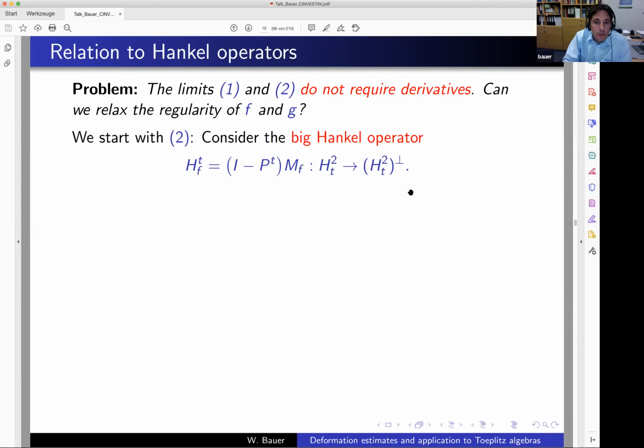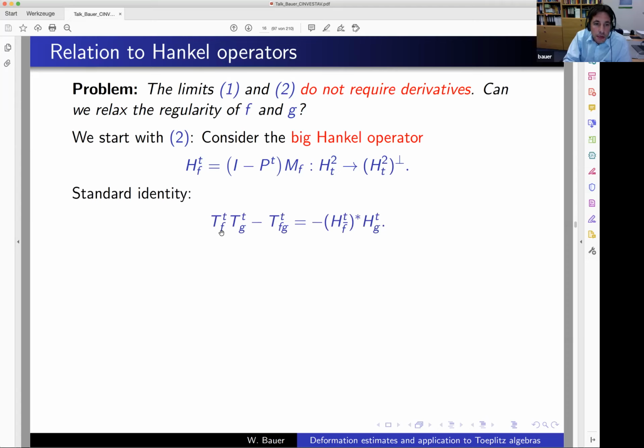And to study this question, it is useful to look at the big Hankel operator. So what is the big Hankel operator? It looks a bit similar to the Toeplitz operator. M_F is the multiplication with the symbol F, and I replace the projection by I minus the projection. So that maps the Fock space to the orthogonal complement of the Fock space in L2. That's the big Hankel operator.